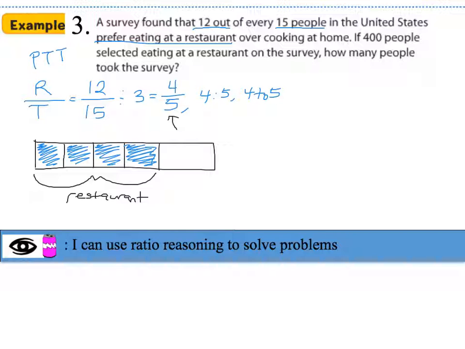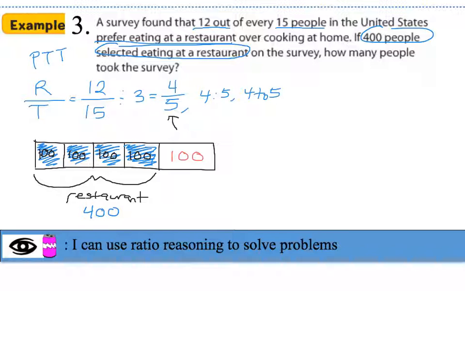So when I read the problem, it says 400 people selected eating at a restaurant. So I know that the blue region is worth 400 because 400 people selected eating at a restaurant. So if I take 400 and I divide that by 4, because there are 4 boxes, I know that each box is worth 100, because 400 divided by 4 is 100. If each box is worth 100, then the last box is also worth 100.